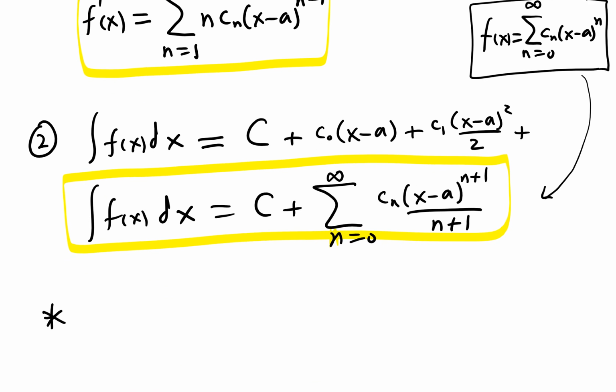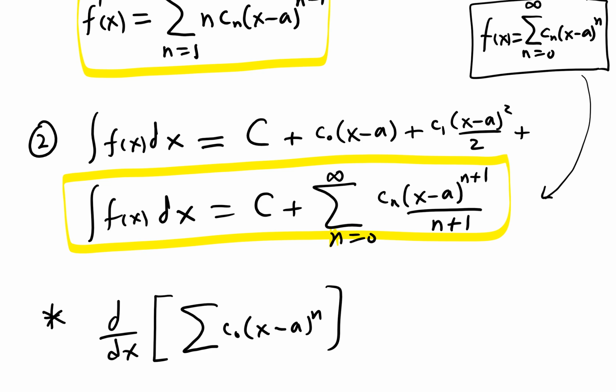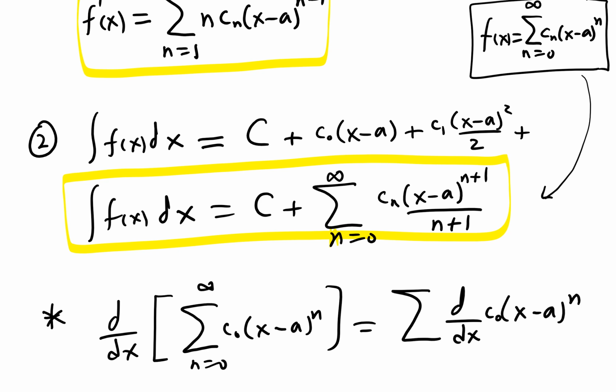Keep two quick things in mind. First, when you differentiate a sum of c_n times (x minus a) to the n, where n goes from 0 to infinity, you can differentiate the term inside the sum, when n goes from 0 to infinity.